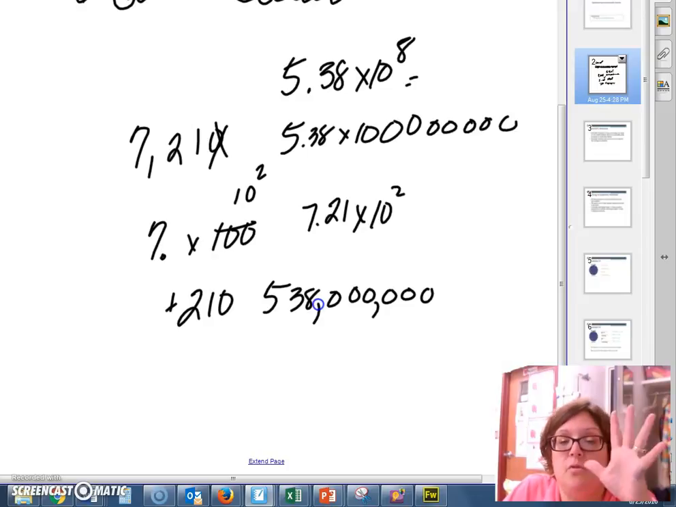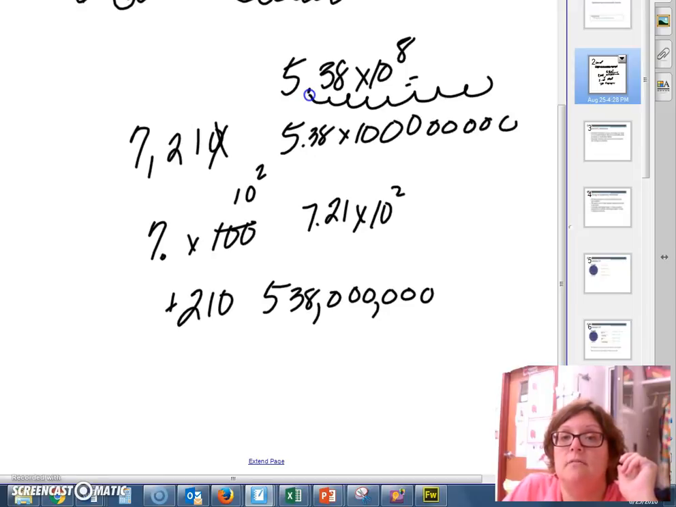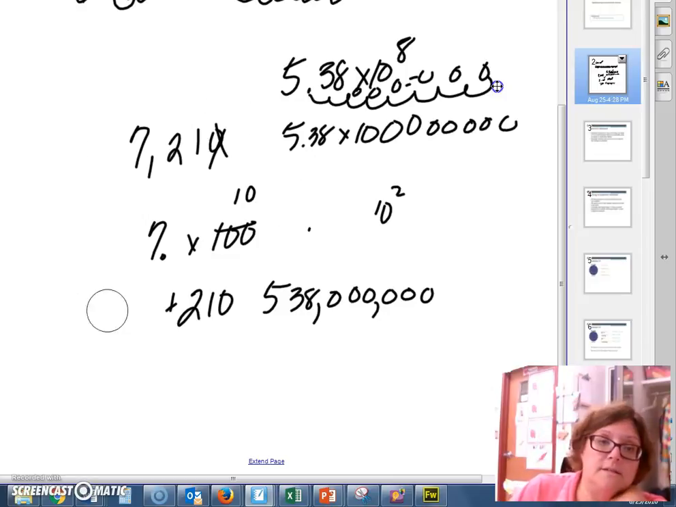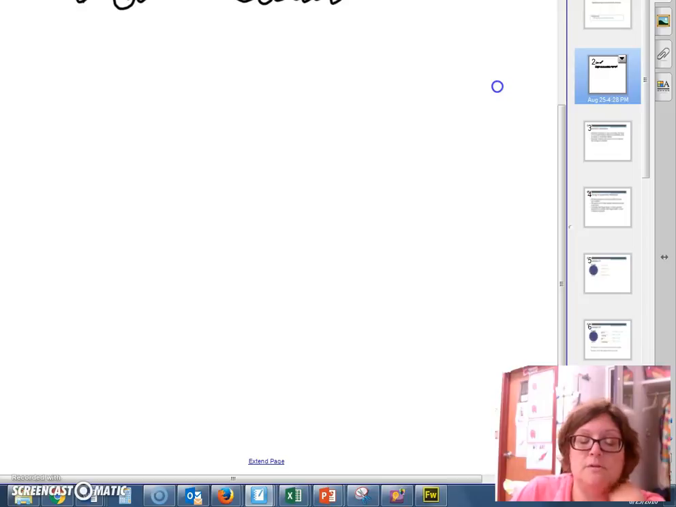Honest to God, you just saw me do all those swoopies up there. This is still how I do it. If I see 5.38 times 10 to the 8th, I'm going to draw in 8 placeholders. 1, 2, 3, 4, 5, 6, 7, 8. And I'm going to fill these with the zeros. Now remember we talked about whether they're significant or not. These are just holding a place. They're not significant. Okay? All right, let's think about small numbers now.